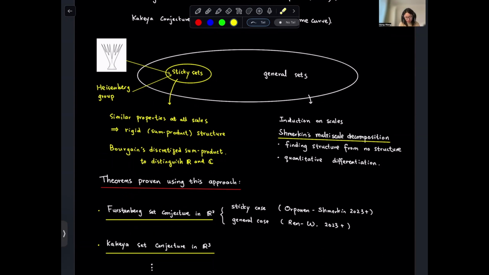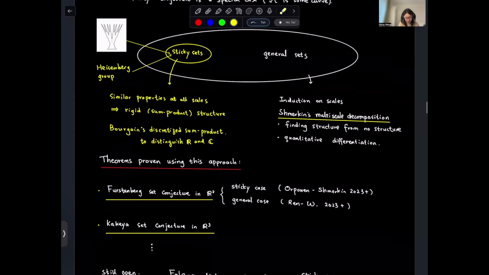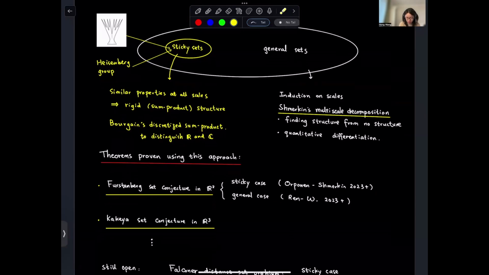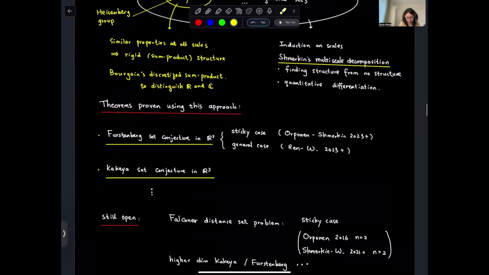But for example, the Furstenberg set conjecture in R². The sticky case was proved by Thomas Orponen and published by Shmerkin. And then the general case, where we use the sticky case as a black box to run induction, was proved by Kevin Ren and myself. Also, the topic of today's lecture, the Kakeya set conjecture in R³, was also proved using this approach. And there are still many problems that are open and could potentially be studied using this approach.